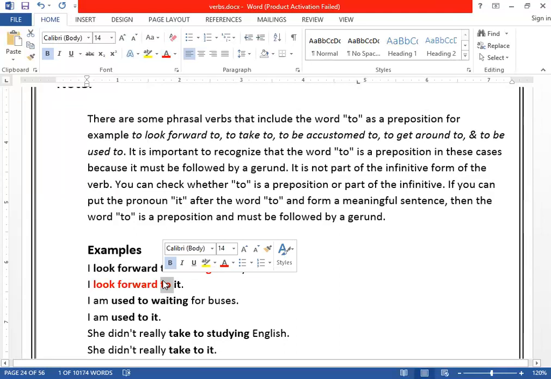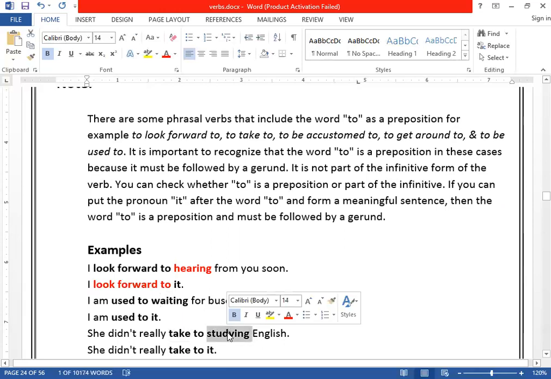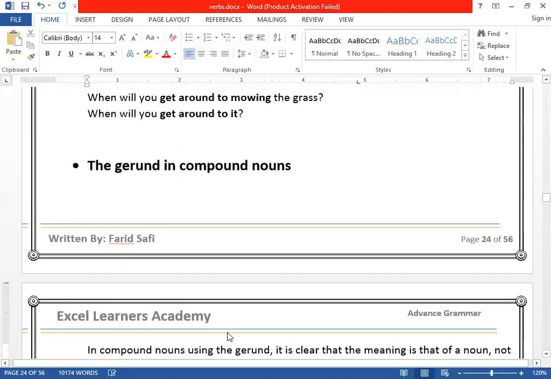For example, 'I'm used to waiting,' not 'I'm used to wait.' 'She didn't really take to that.' Take to is a phrasal verb. 'She didn't really take to studying English,' you will not say 'take to study English.' Is this clear? 'We will get around to moving the grass,' not 'to move the grass.'